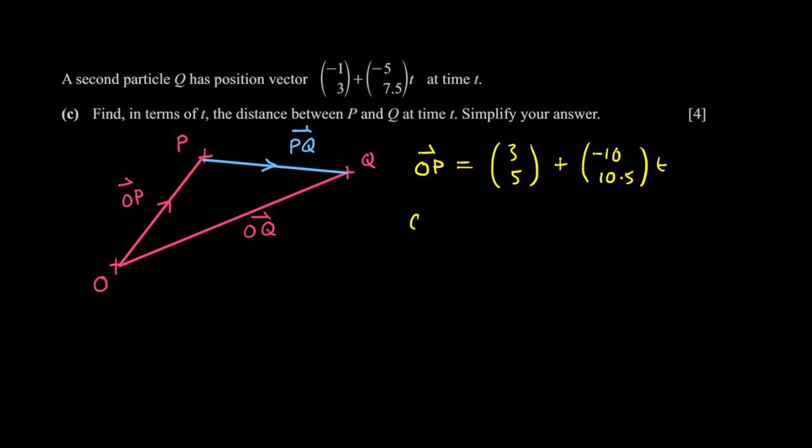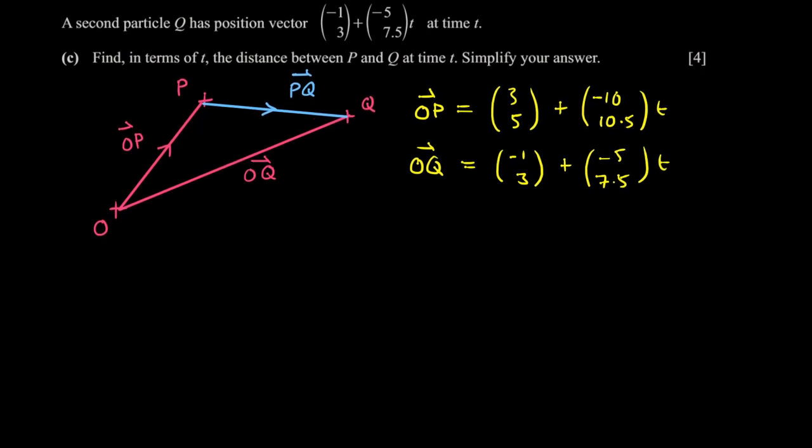And we know OQ, because it's given there in the question, is (-1, 3) plus (-5, 7.5) times t. So what will P to Q be? Well, P to Q is the same as OQ minus OP. And if you're not sure about that, let's just look at our diagram. P to Q, I go negative OP, because I'm going in the opposite direction. So I've got negative OP, that's that thing there. And then plus OQ, that's that thing. So OQ minus OP, or minus OP plus OQ, takes me from there to there.